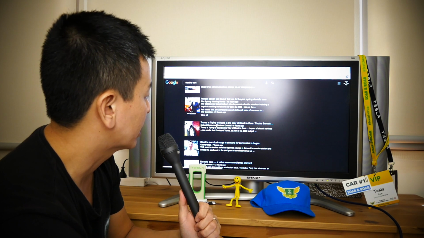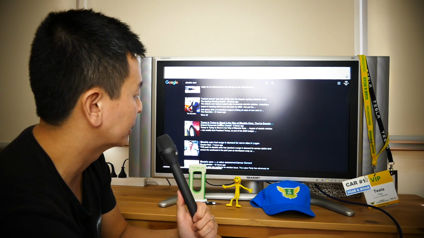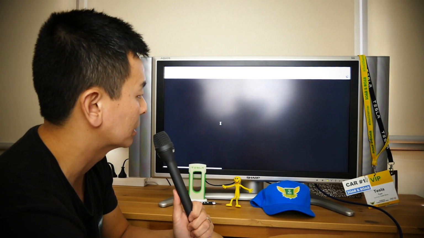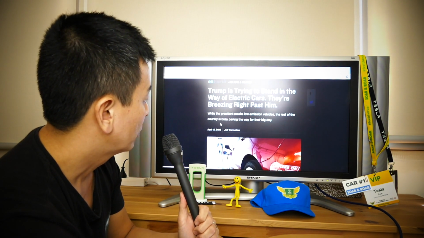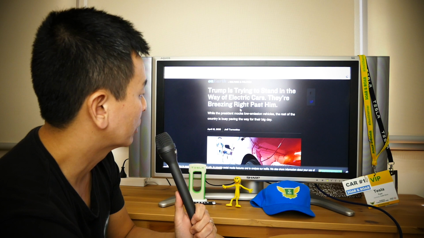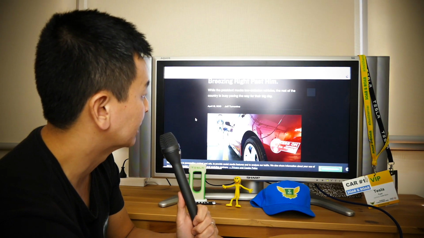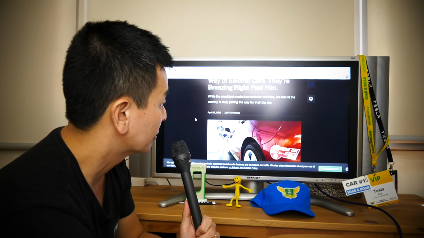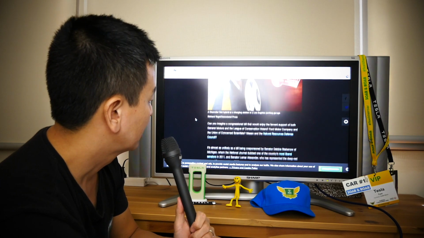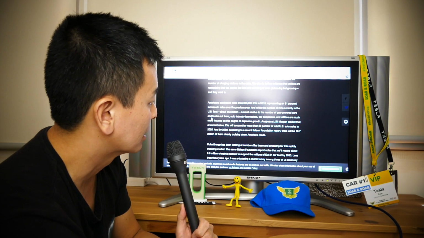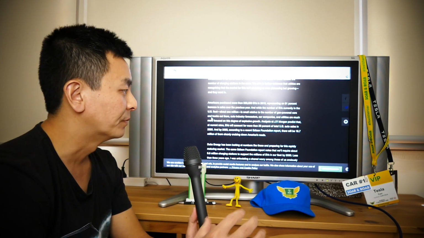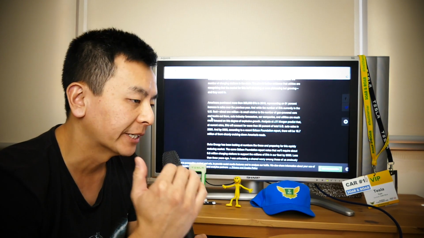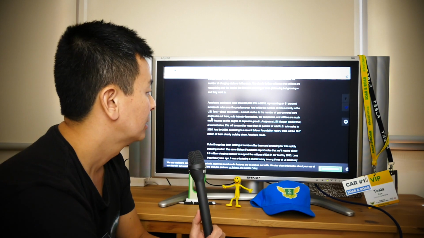Trump is trying to stand in the way of electric cars. I'm just going to quickly breeze through this and see what Donald Trump, the President of the United States, has to say about electric cars. While the President mocks low-emission vehicles, the rest of the country is busy paving the way for their big day. Very similar parallels to what's happening here in Australia. It sounds like they're on a very similar path to us, that there's no joint effort to electrify the whole fleet like it is in Europe.